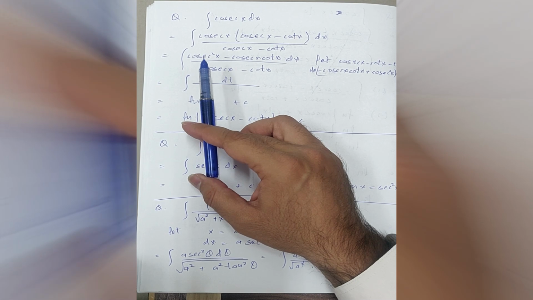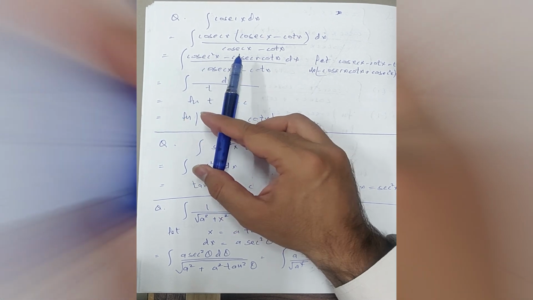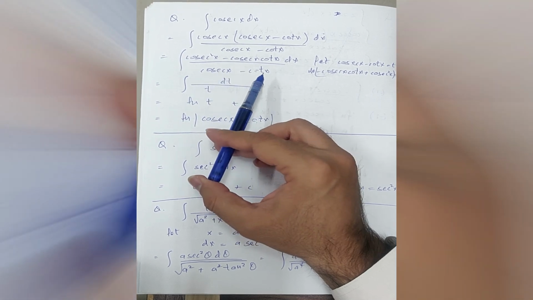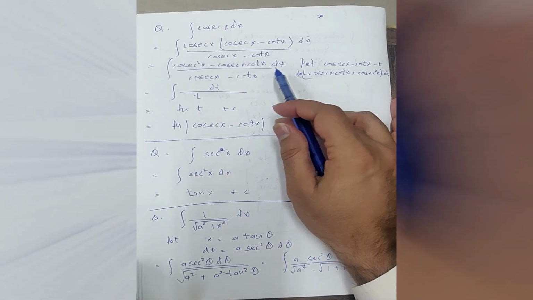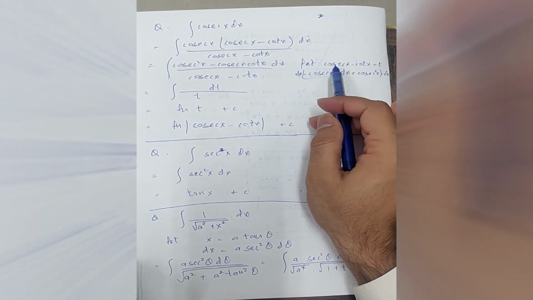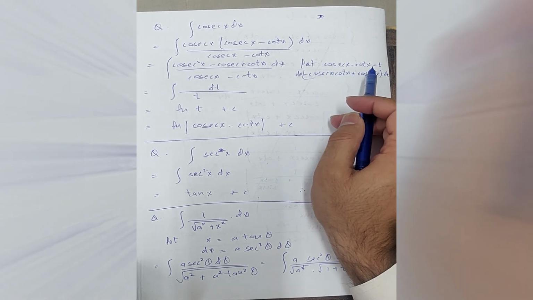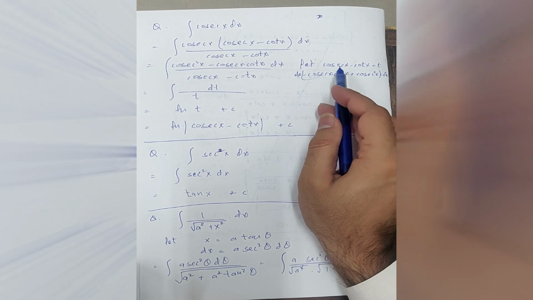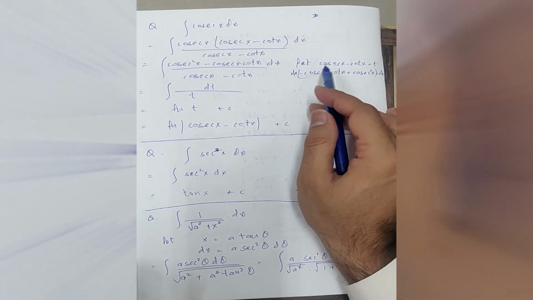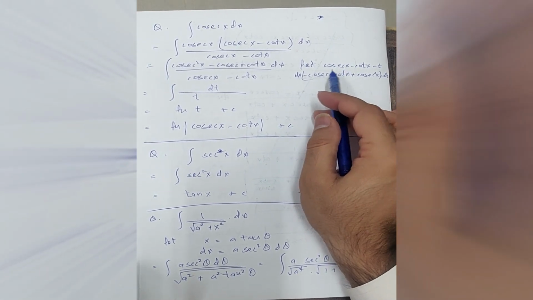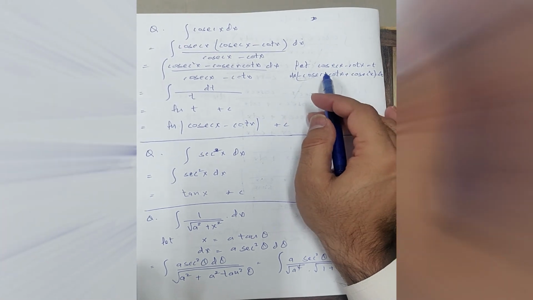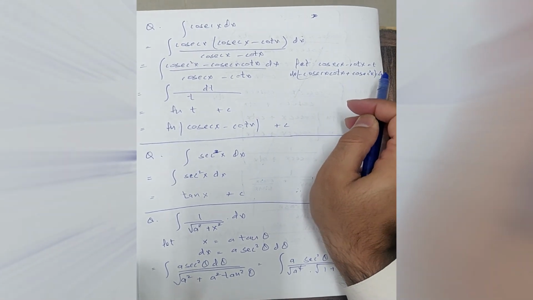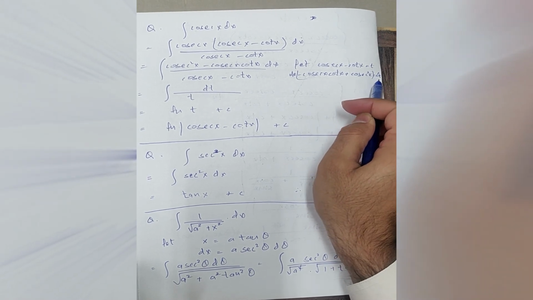When we solve this, it becomes the integral of cosecant square x minus cosecant x cot x dx, divided by cosecant x minus cot x. Now we can assume that cosecant x minus cot x is equal to t. Taking the differential of cosecant x minus cot x, it becomes minus cosecant x cot x plus cosecant square x, which equals dt.